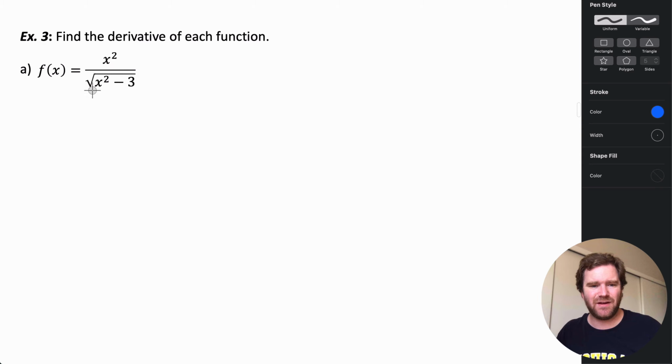But in this case, even if I moved this into the numerator, I'd then have to use the product rule. So we're going to have to either use the quotient rule or the product rule, and I'm going to use the quotient rule for this one.